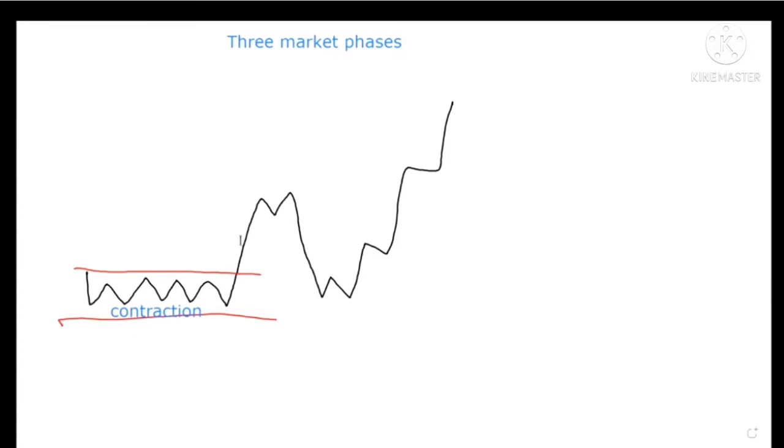Then when it breaks out, we call the breaking out of that thing expansion, out of the box expansion. And after the expansion, we have the retest, and then we have the trend phase. So these are the three phases that happen in the market, right? This is the literal form that we learn through ICT sometimes. And then this is what you will be doing on the market. You will see something breaking out, retesting, and then breaking out. Which is the three market phases.